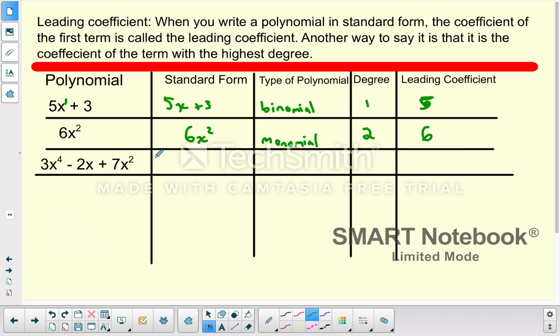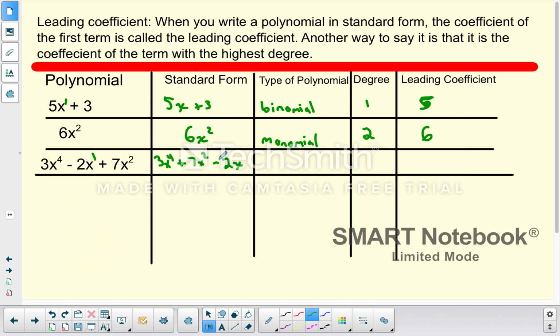3x to the fourth, that's the highest exponent, so we're going to put that first. But we're going to have to rearrange some furniture here. You see 7x squared? I'm going to put that second because the variable has an exponent of 2, and the variable for negative 2x here, the exponent I should say, is just 1. So I'd write negative 2x right there. Now it's in standard form.